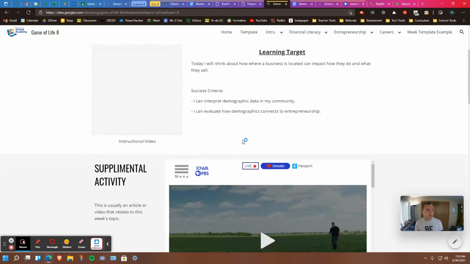Some of the success criteria is that you can interpret some demographic data. Demographic just means it's basically data about the human population, so data about Council Bluffs that you're going to be gathering in that activity later on. And basically to understand what it means and how it connects to entrepreneurship.